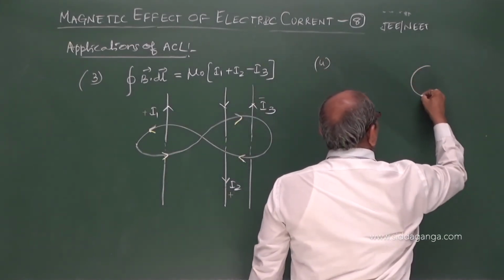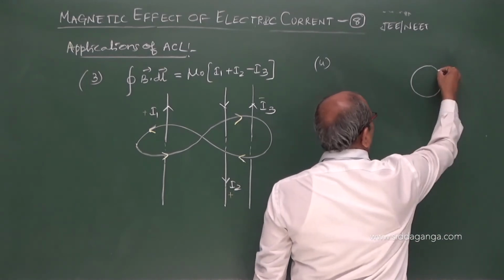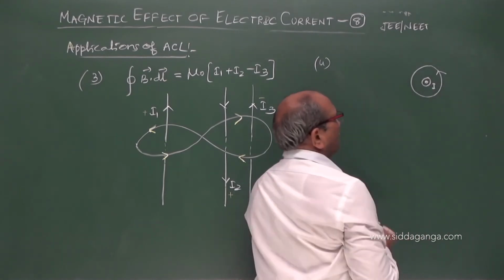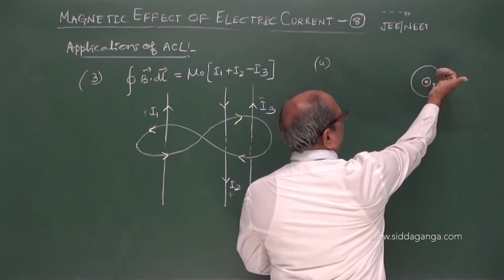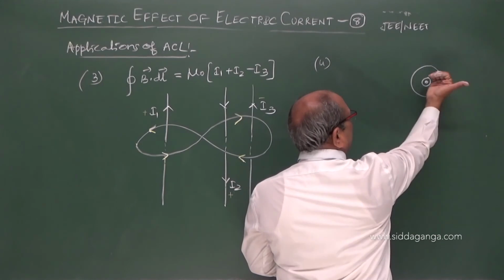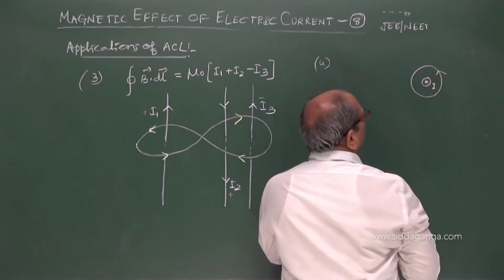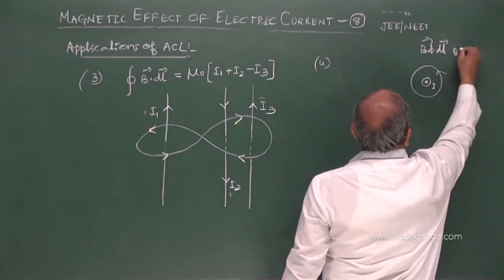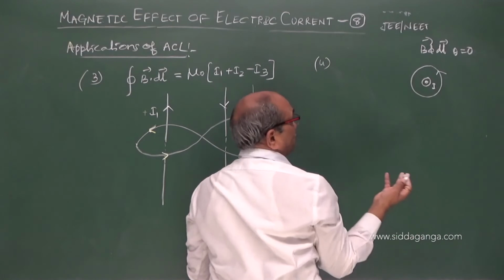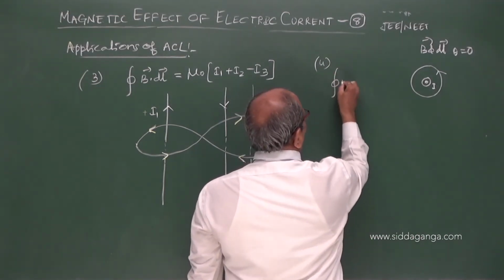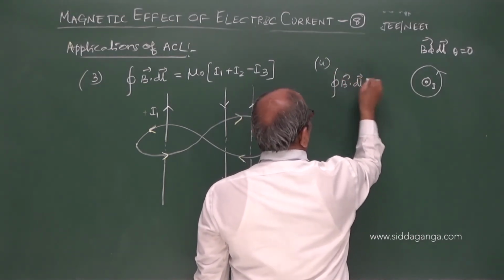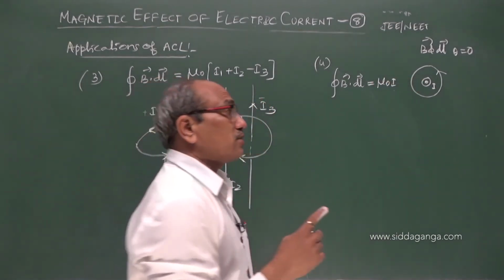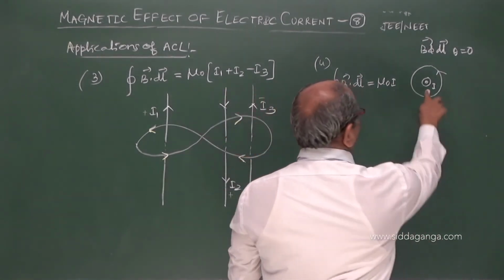to make it more convenient for you to adapt, this is the path threading and this is the current I. Now if you hold, the threading of the path and the current are in the same sense. B and dl same, theta 0. Therefore cos 0 is 1. Therefore B dot dl gives you the magnetic field mu naught I, plus. That is plus. Follow this correctly.